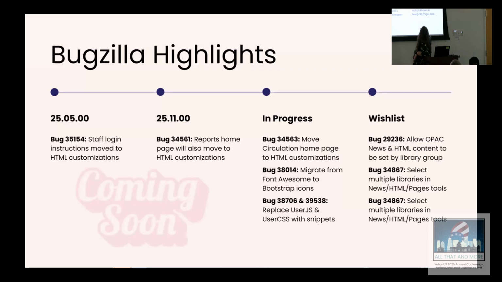And let's see, what else did I have? Oh yeah, the library group was the one that I think would be cool. And then also just selecting multiple libraries. And for some reason, I have this bug twice. I'm not sure why I do.